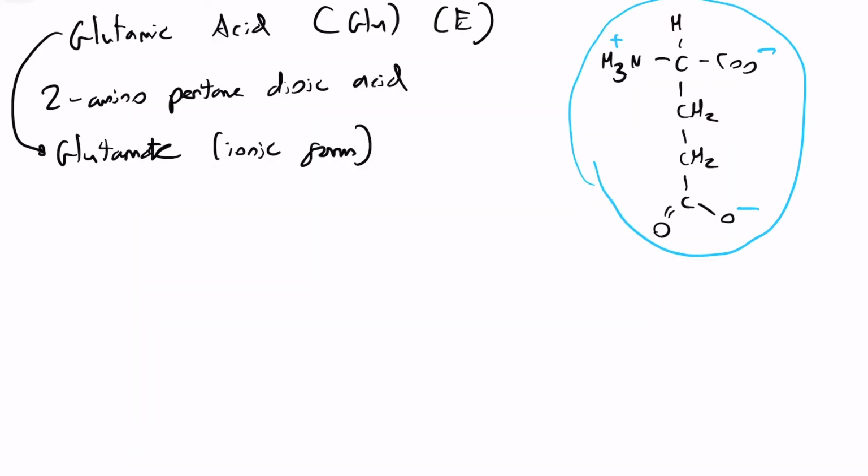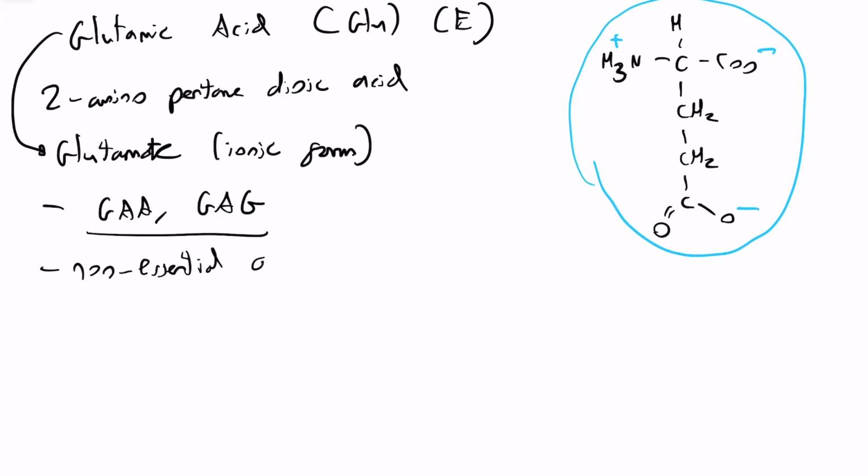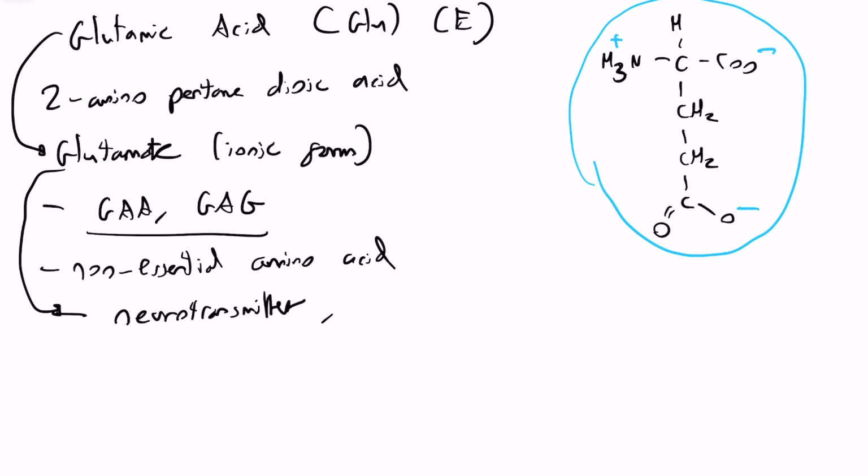Its codons are the GAA codon and the GAG codon, and it's a non-essential amino acid. And finally, if we talk about glutamate for a second, glutamate is actually a very important neurotransmitter. Yep, and it's involved in nerve activation.